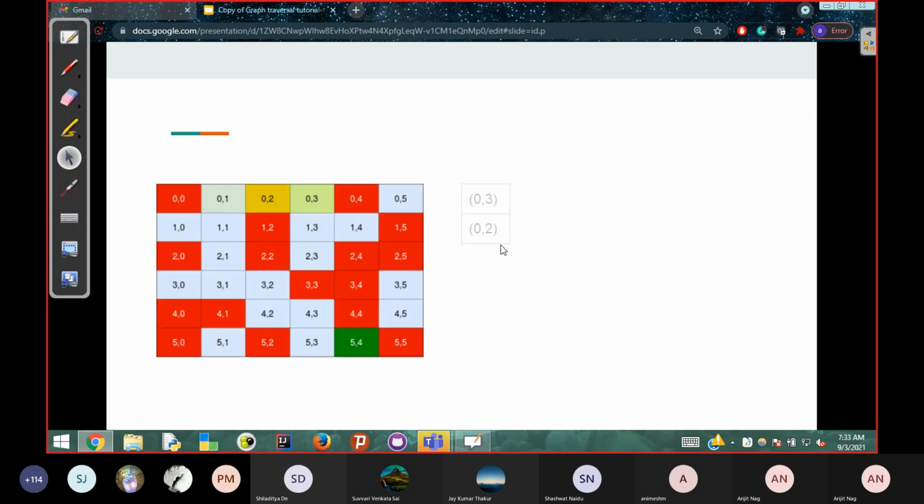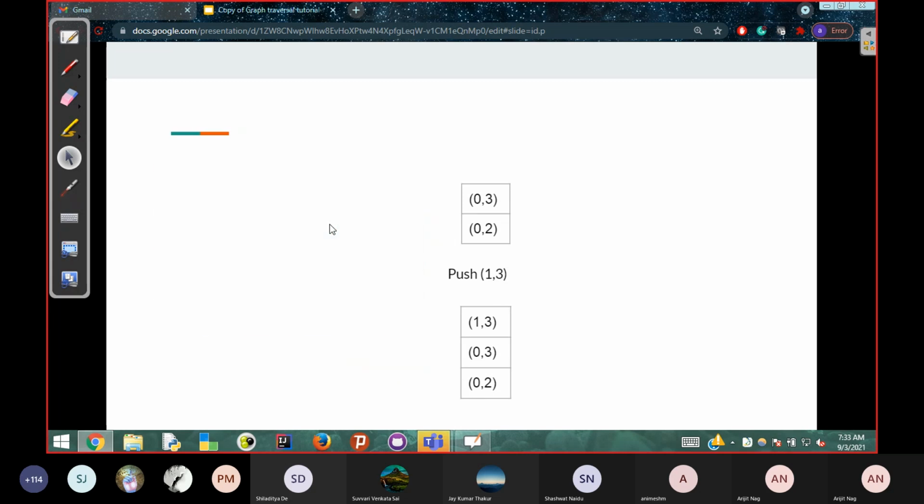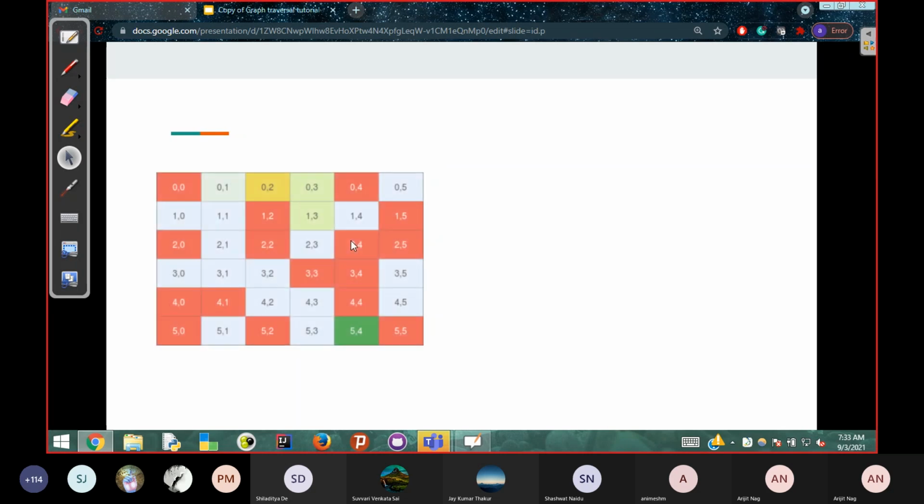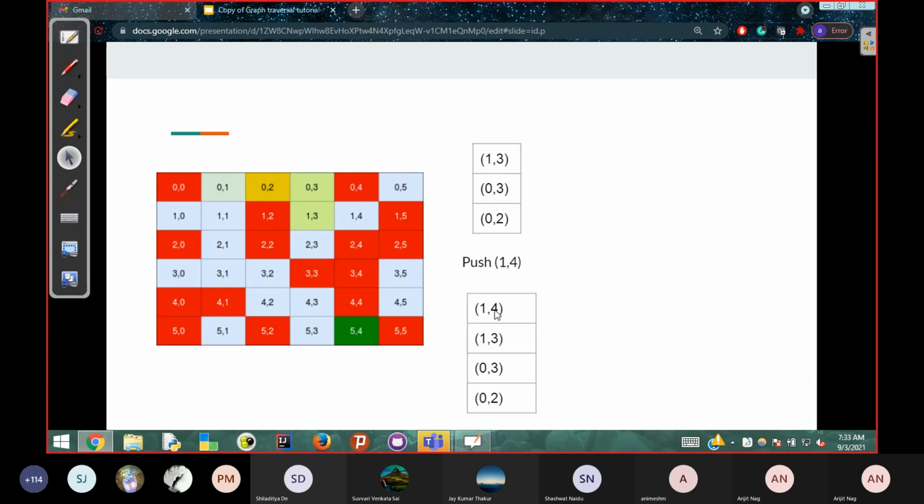Again, from 03 you can go to 13 or 04, but 04 is already unstable, so we are not going to that. So we are pushing 13 into the stack. So basically this is the state, and from 13 you can go to 14 or 23, but just for the sake of this problem we are pushing 14.